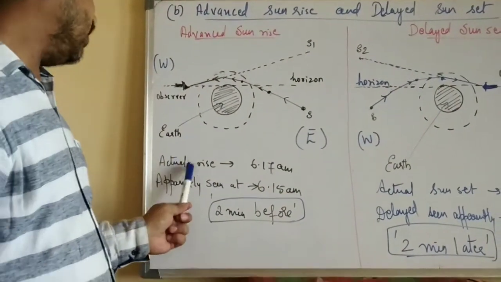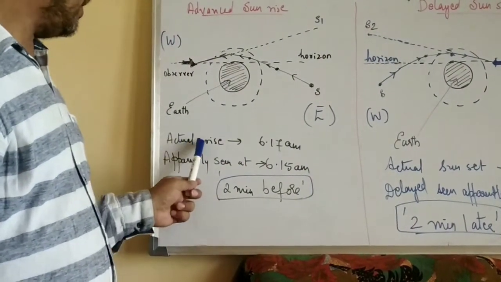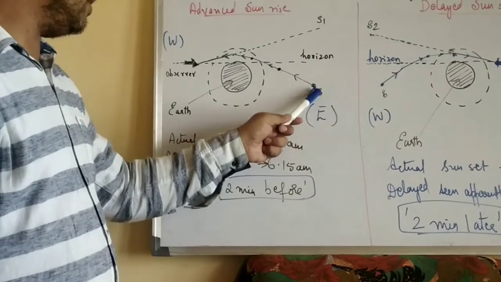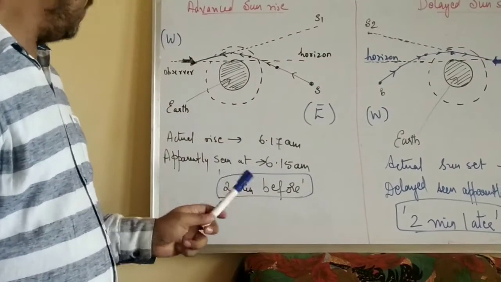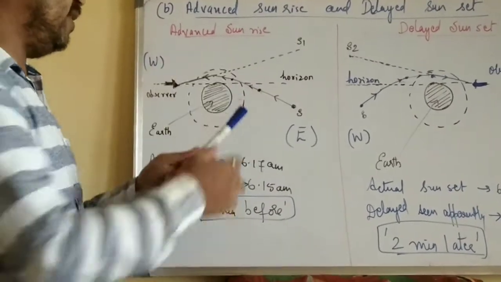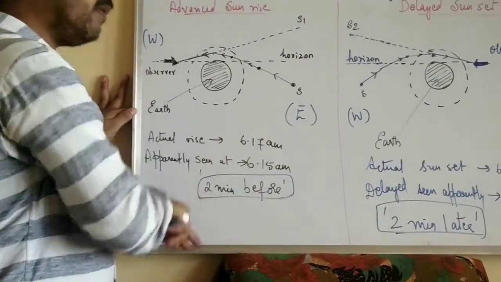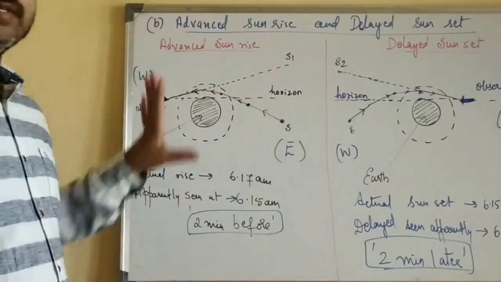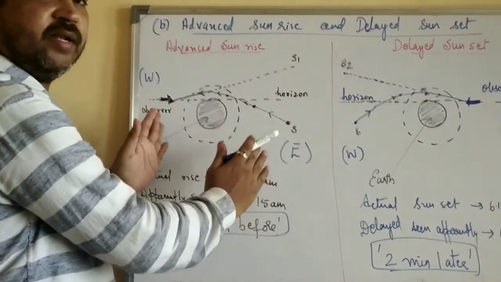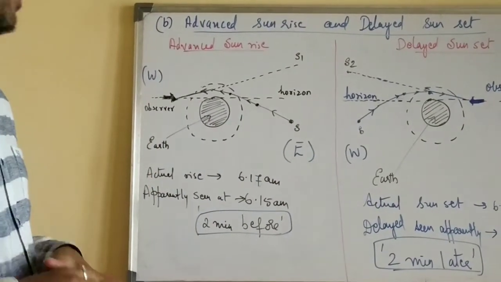See here, the actual sunrise happens to be at, take an example, 6:00 a.m. Now apparently seen before, advanced sunrise means here it is seen at 5:58 a.m. Means 2 minutes before itself we are able to see the sunrise. This phenomenon is also a very good example for atmospheric refraction.